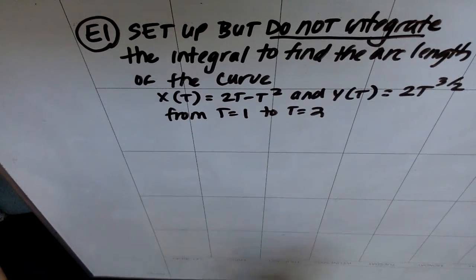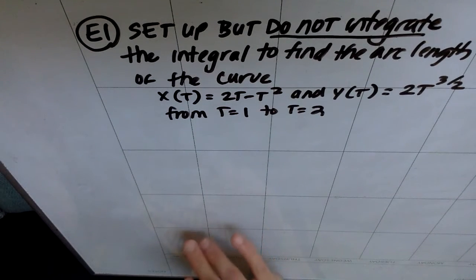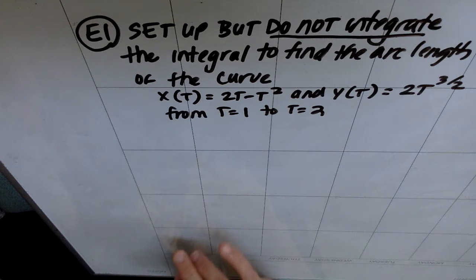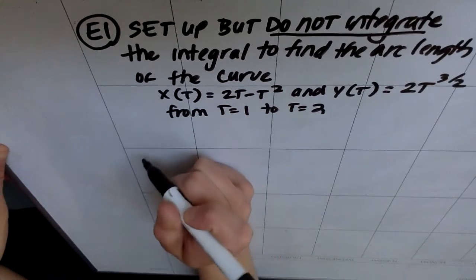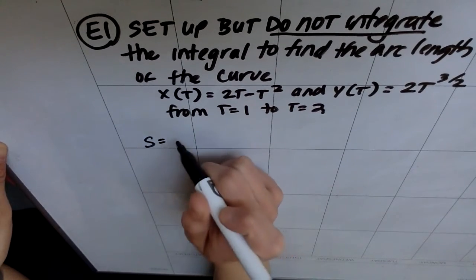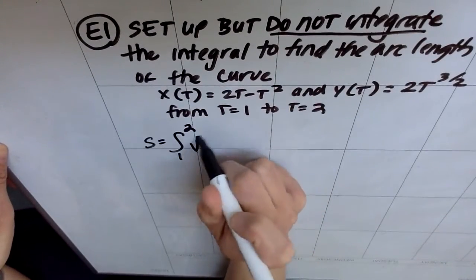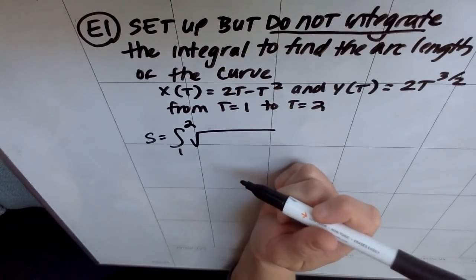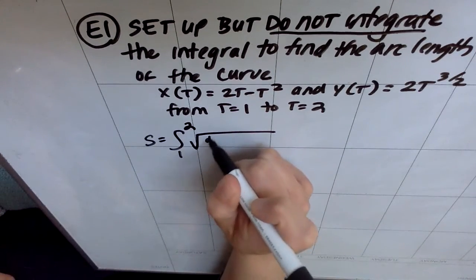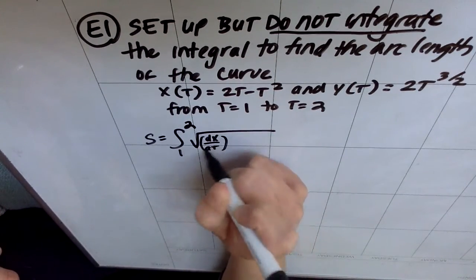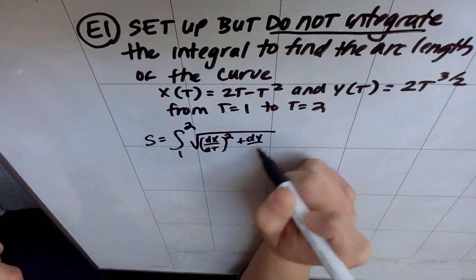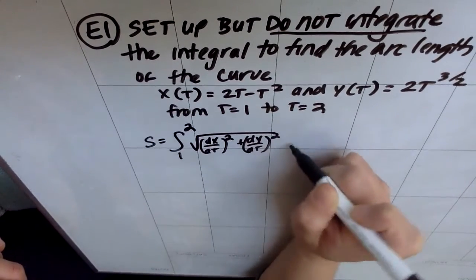All right, so that said, this problem asks us to set up but not integrate the arc length integral for x of t equals 2t minus t squared, and y of t equals 2t to the 3 halves on the window from t is 1 to t is 2. So we know that the arc length formula, my s, is going to be the integral from t is 1 to t is 2 of the square root of, now in the last video I used dx dt quantity squared, you can use dx over dt quantity squared plus dy over dt quantity squared, all with respect to t.